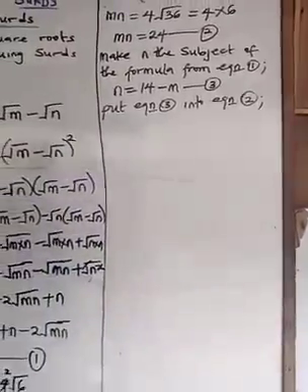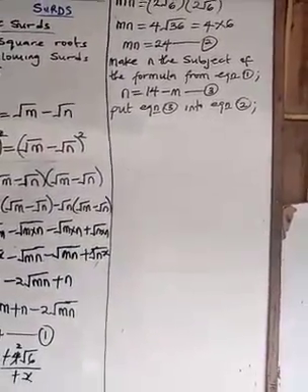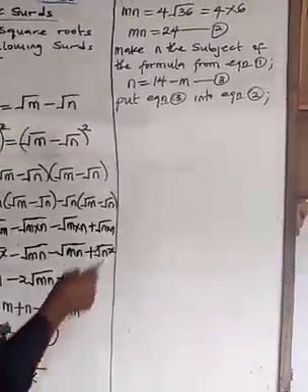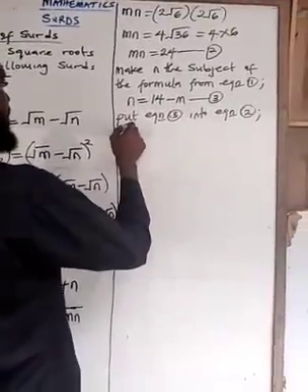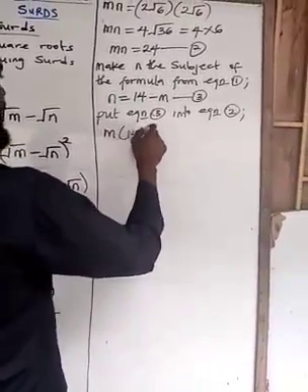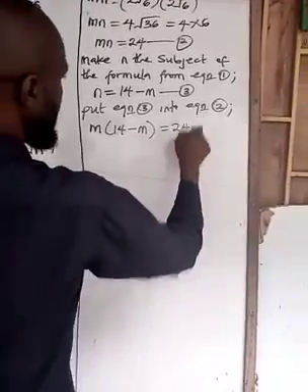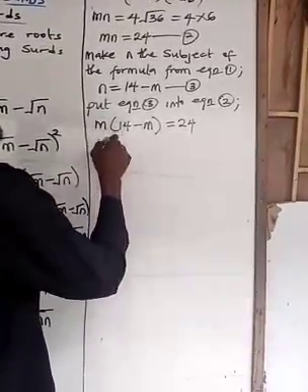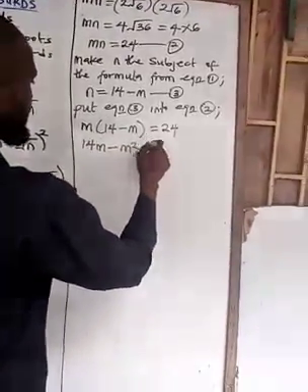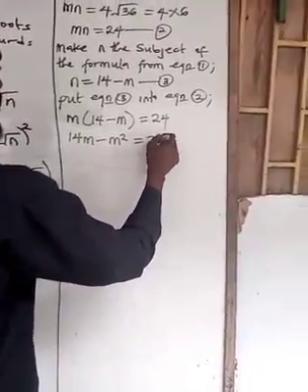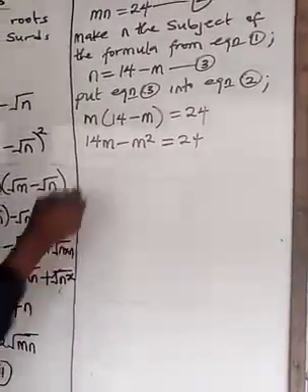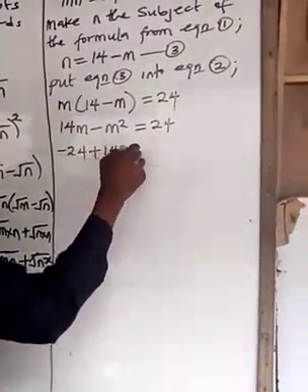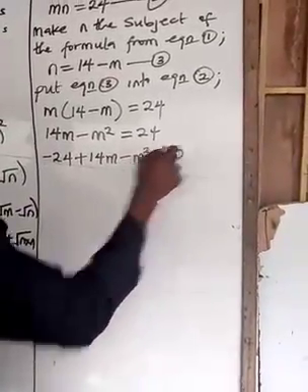Now we've learnt simultaneous equations, so if you are struggling with simultaneous equations, go and check the simultaneous equation video. Anywhere we see n now, we replace it with 14 minus m. So we have m into bracket 14 minus m is equal to 24. Let's open this bracket. We have 14m minus m squared, equal to 24. This one comes to this side. So we have minus 24 plus 14m minus m squared is equal to 0.